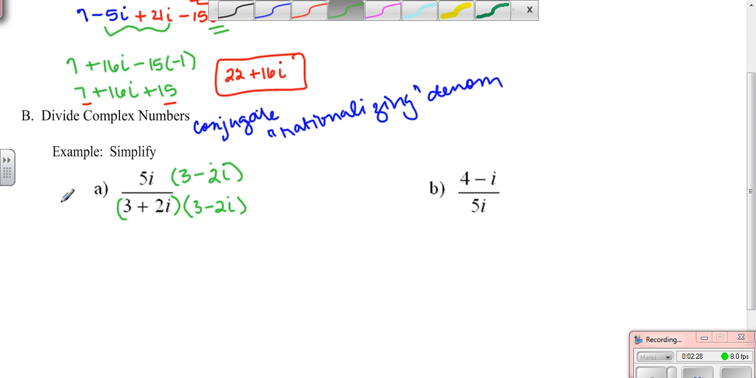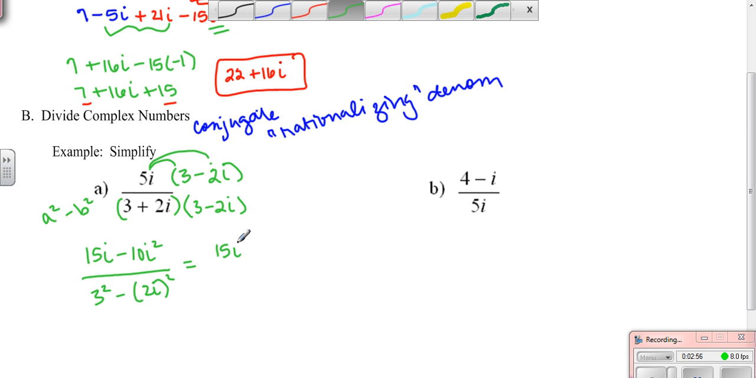So the bottom, when we do that conjugate, remember that's always going to become a squared minus b squared. This numerator happens to be a distributive property. So I have 15i minus 10i squared all over 3 squared minus 2i, the quantity squared. So I have a lot of cleaning up to do.